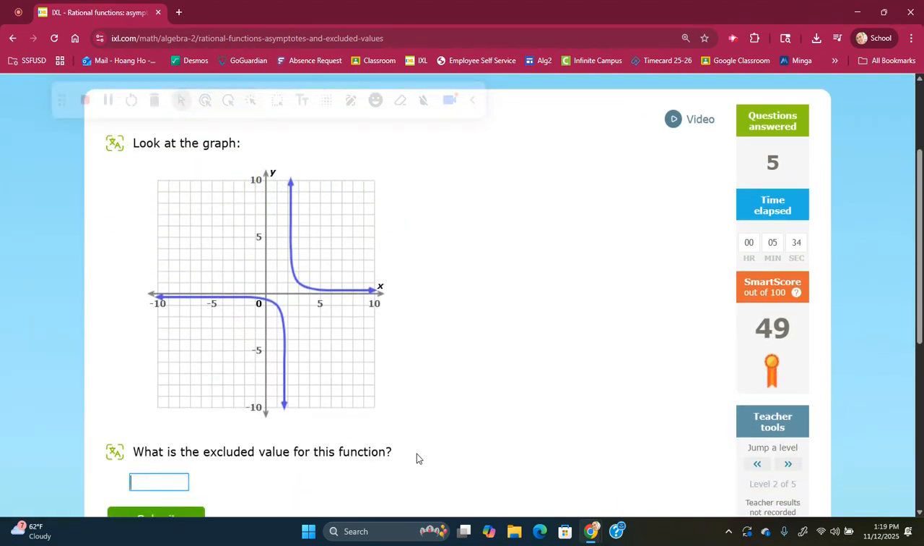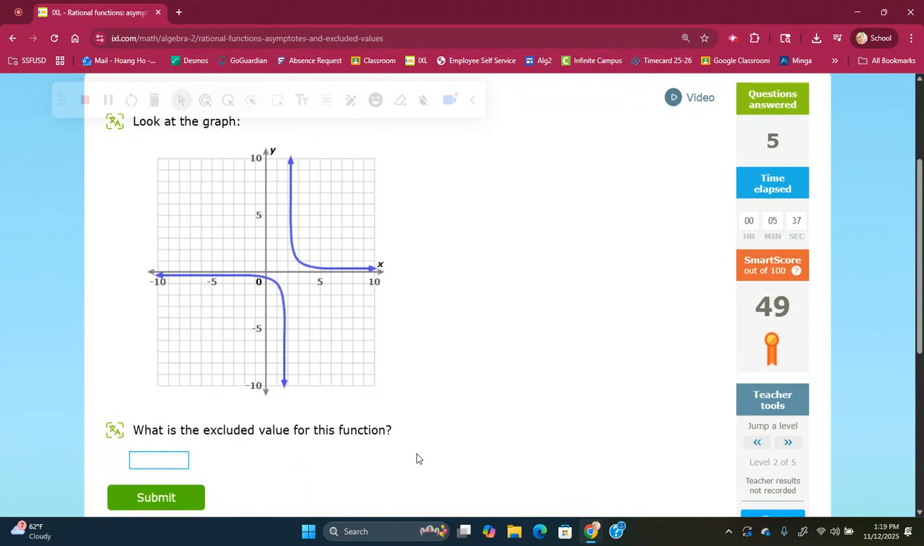Now they ask for the excluded value. The excluded value is the same as the vertical asymptote. You can see over here, we got the vertical asymptote passing through the point 2. You can see the graph, you don't have the graph when x equals 2. So that's why the excluded value is x equals 2 in this case. You don't have the function when x equals 2.